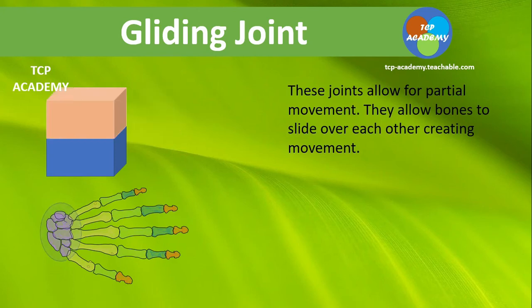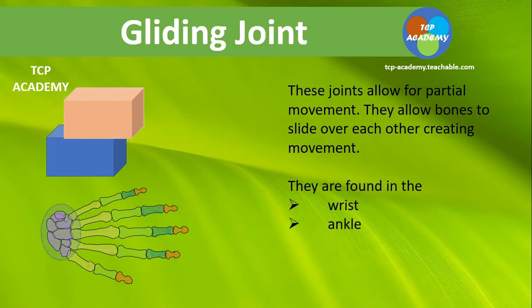Now, these joints allow for partial movement. They allow bones to slide over each other, creating movement. They are found in the wrist and ankle. They are also found in the neck where we have the pivot joint.